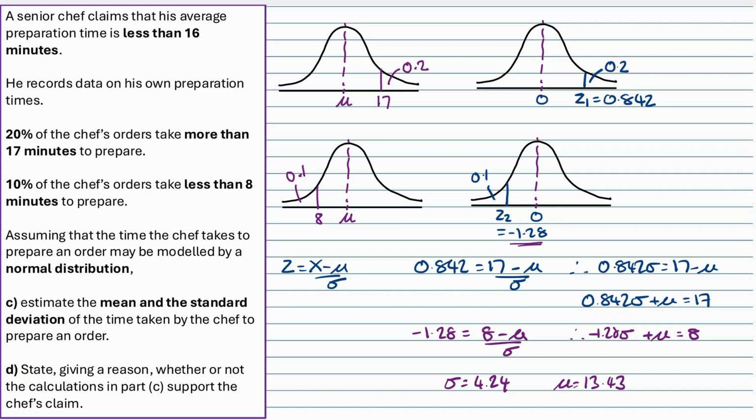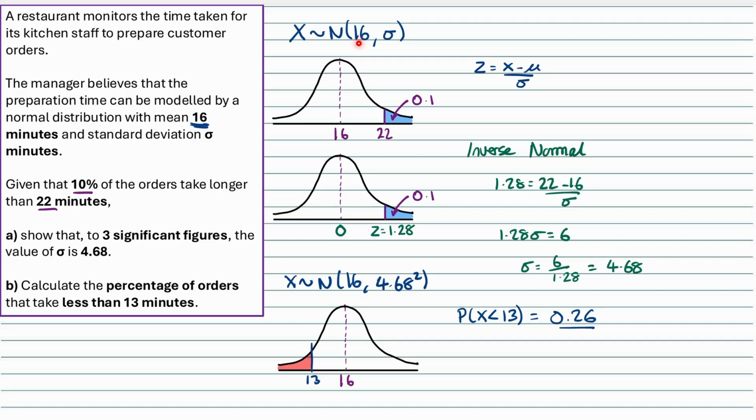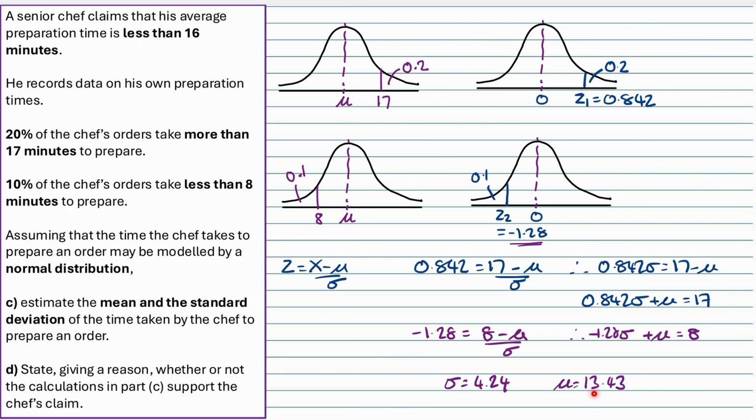For part D, state, giving a reason, whether or not the calculations in part C support the chef's claim. So we found out that mu, the average, is 13.4. If we compare this to the average initially of 16, you can see that this is less than the previous average. Then this supports his claim that his preparation is less than the 16 minutes. So we'll say as mu of 13.44 is less than the 16, the senior chef's claim is supported.